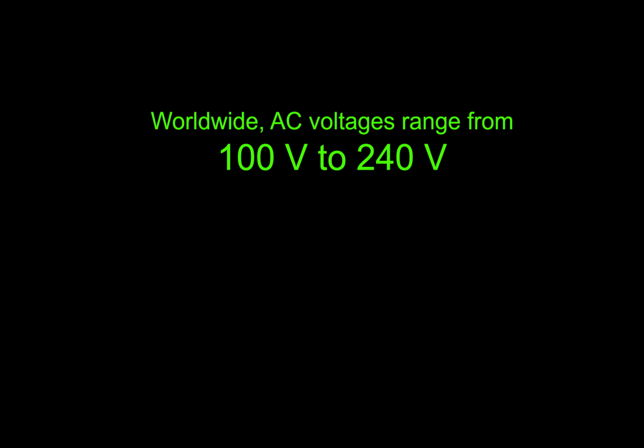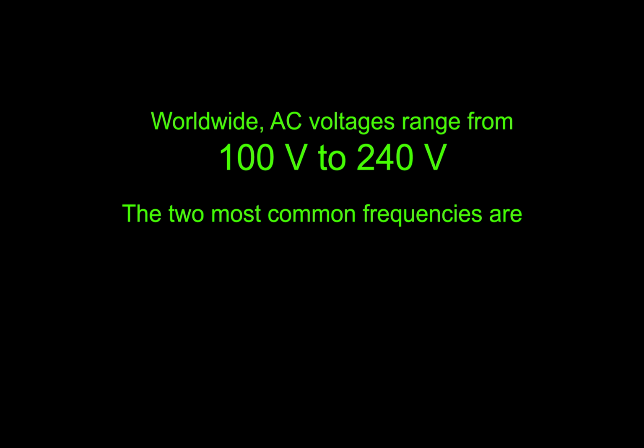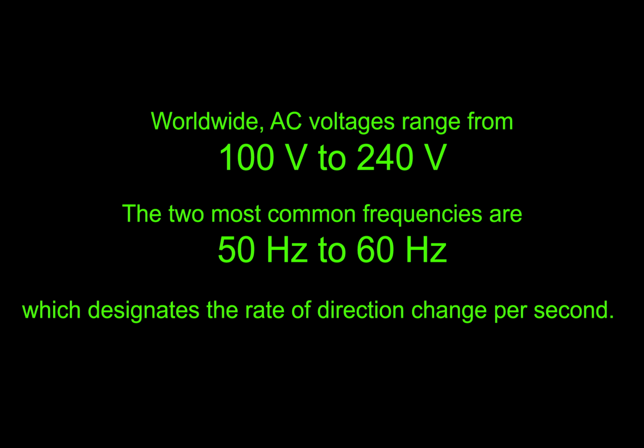Worldwide, AC voltages range from 100 to 240 volts. The two most common frequencies are 50 Hz and 60 Hz, which designates the rate of direction change per second. The units designed to use AC, such as motorized equipment like refrigerators, tend to require large amounts of voltage, so the voltage is not stepped down as frequently as equipment using DC.